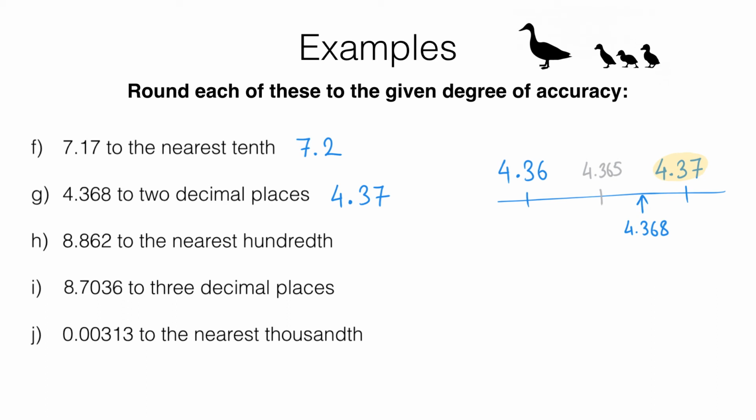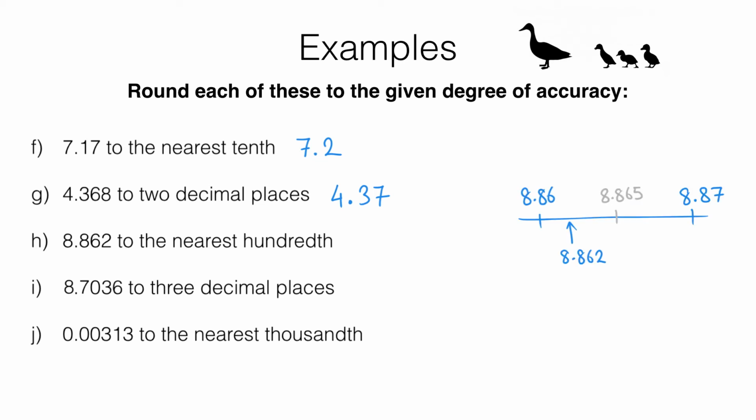Pause the video and have a go at question H for yourself. Here's what you should have got. On this number line, we can see that 8.862 is closer to 8.86 than 8.87. So the answer is 8.86.